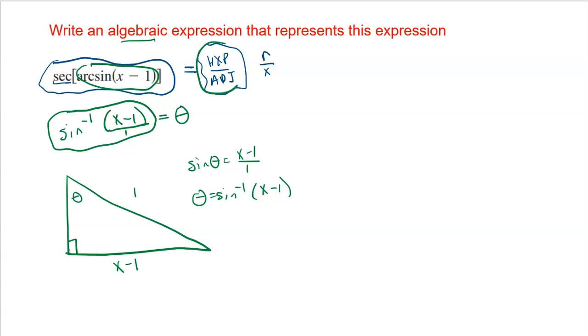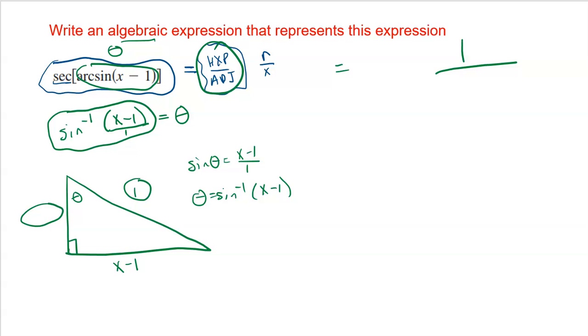Remember, I want to find secant. I want to find secant of this angle that I just drew a picture of, because that's ultimately what this is. Arc sine, inverse sine, is an angle. I want to find secant of that angle. I drew the picture of the angle, and now I want to find secant, which is the hypotenuse over the adjacent. Well, I know the hypotenuse, so heck, I'm halfway there. The hypotenuse is 1. The only thing I've got to figure out is what's the adjacent side.